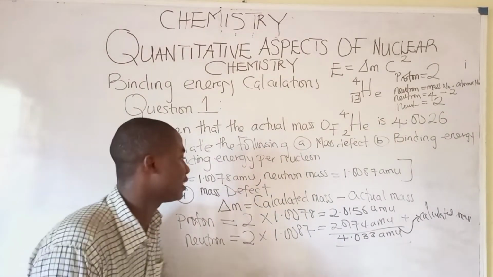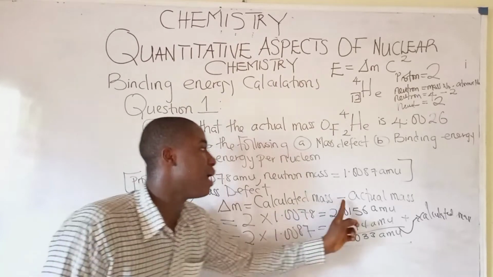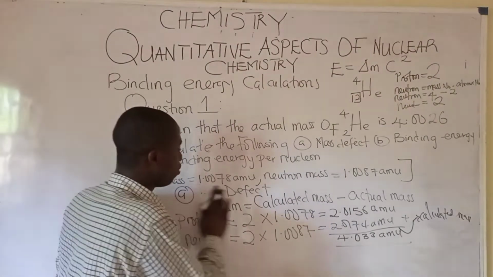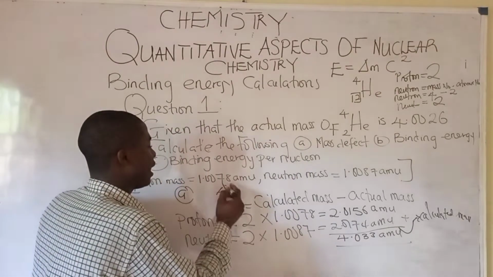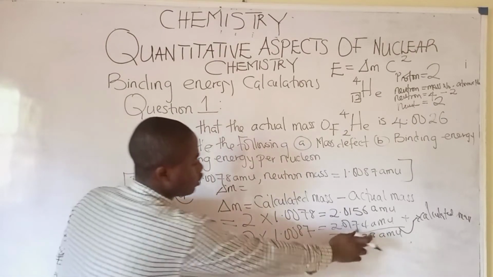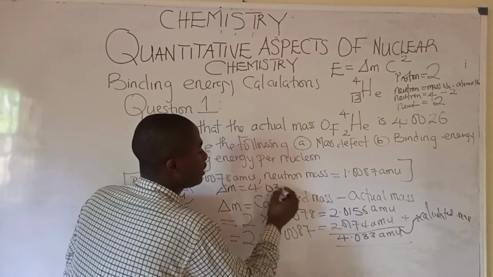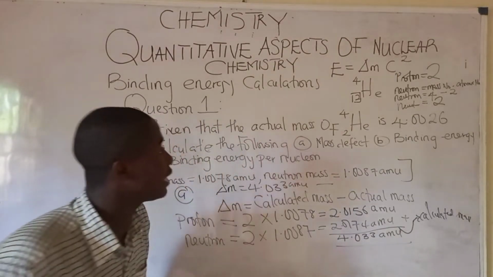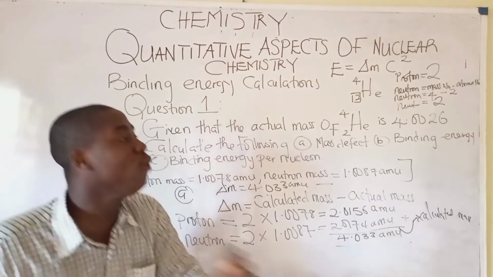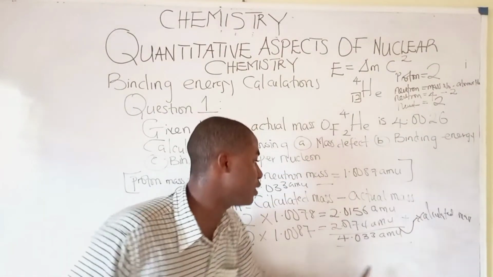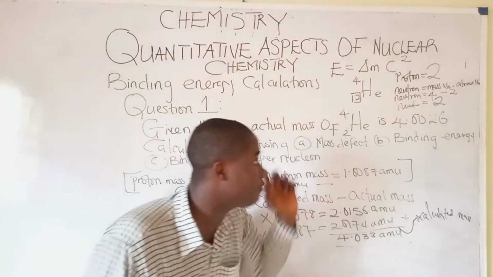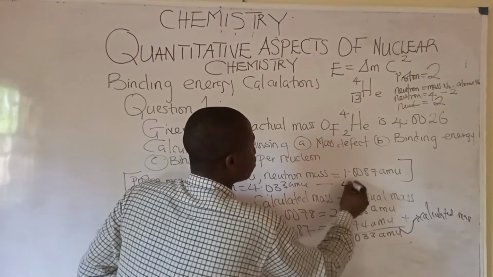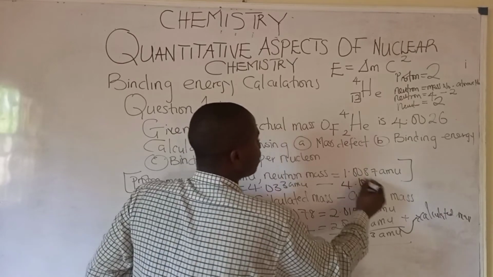And what is mass defect? It is basically calculated mass minus actual mass. So mass defect, that's delta M, becomes the calculated mass, which is what we've got, 4.033 AMU, minus. It must be noted that the calculated mass is always bigger than the actual mass. You can see 4.033 is bigger than 4.0026. So it's always bigger. So we say minus the actual mass, which is 4.0026.